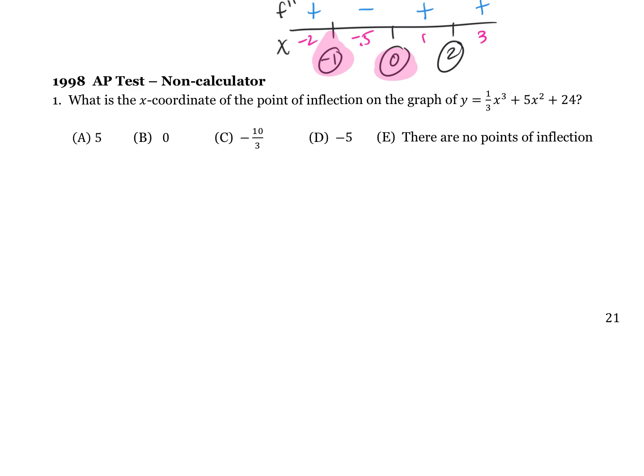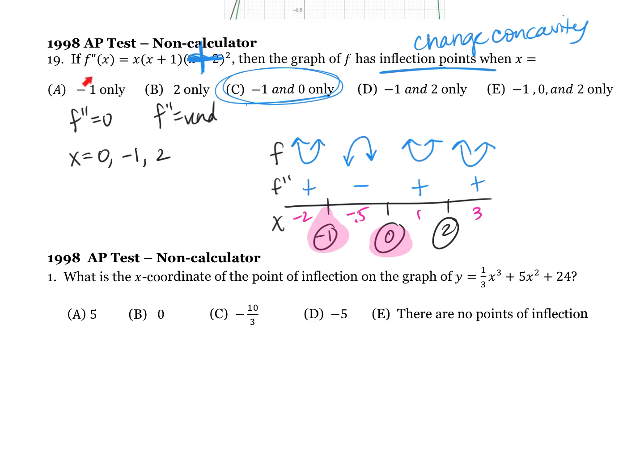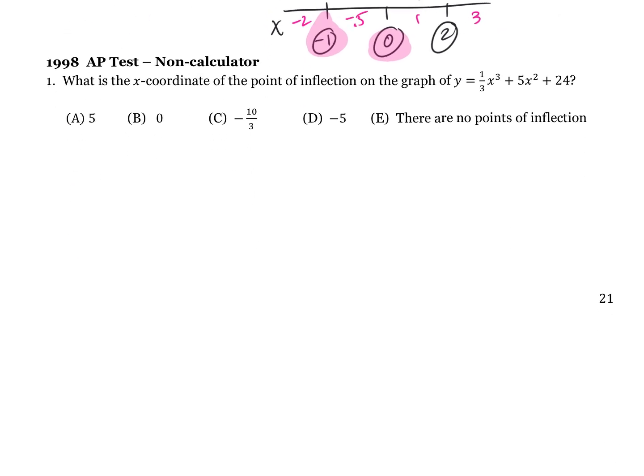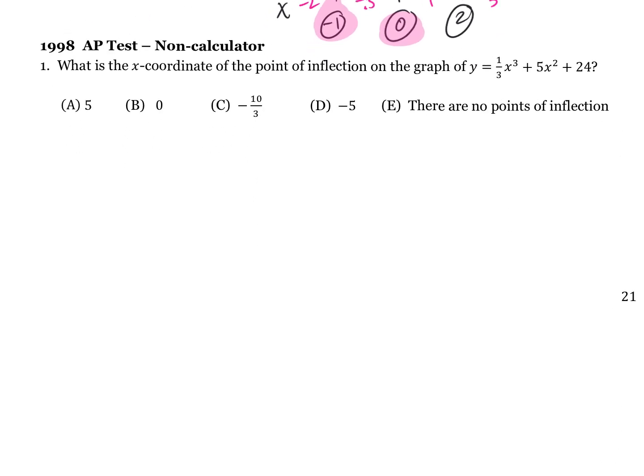Now this one, also 1998, what is the coordinate of the point of inflection? Which again, they just didn't give us the second derivative like they did up here. So we got to go find that second derivative. What would the first derivative be? Let's go name that a little y prime. X squared plus 10x, good. The second derivative? 2x plus 10. You got it. So there's my second derivative.